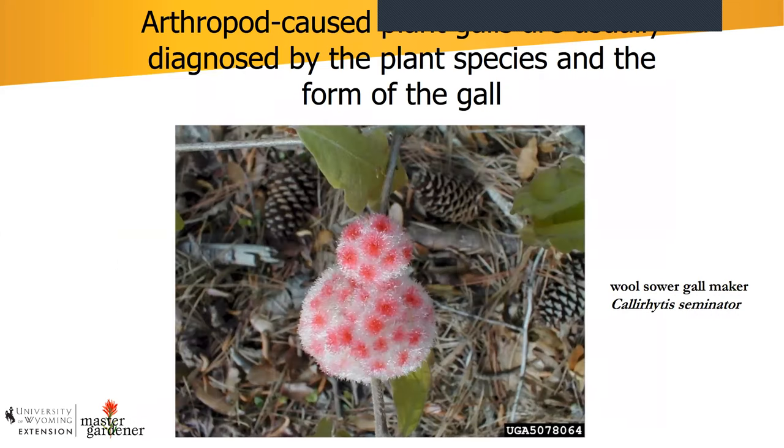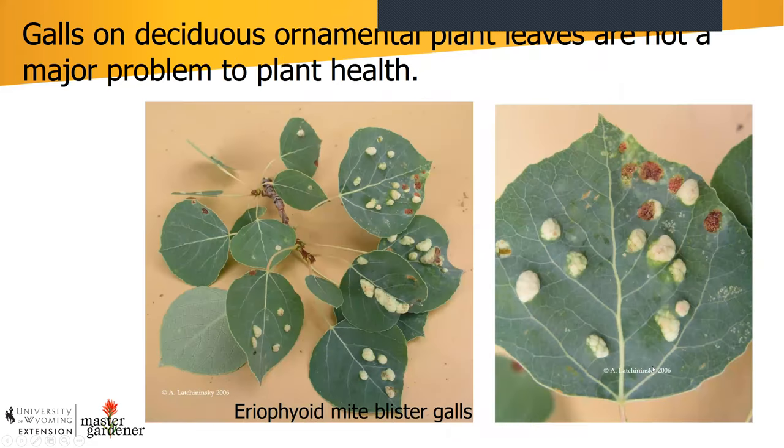This is my favorite kind of gall. I assumed that maybe Dr. Seuss was in on the design of this gall. This is called the wool sower gall. It is unfortunately not native to Wyoming. I've only seen it in photos. It can either be bright pink or white with pink polka dots. So again, pretty interesting kind of creature.